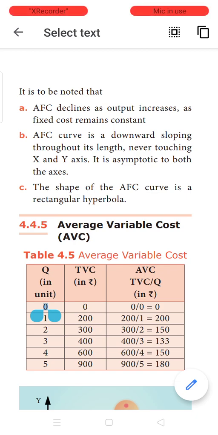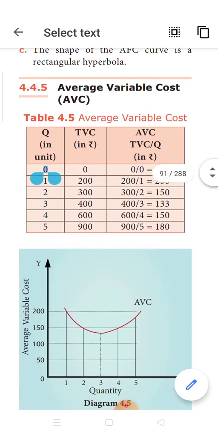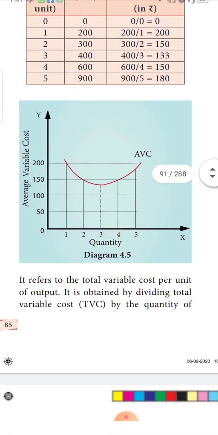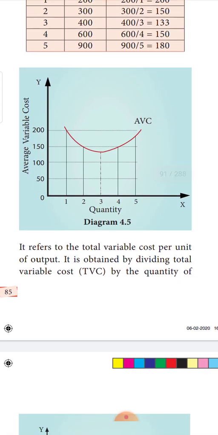Next, we saw total variable cost. Now we are going to see average variable cost. How do we arrive at average variable cost? Total variable cost divided by the number of units produced. Very simple explanation. It refers to the total variable cost per unit of output. What is the variable cost incurred per unit of output? How do we arrive at it? TVC divided by Q. Very simple.